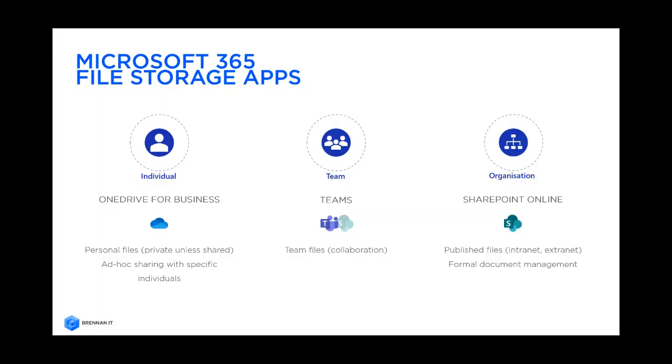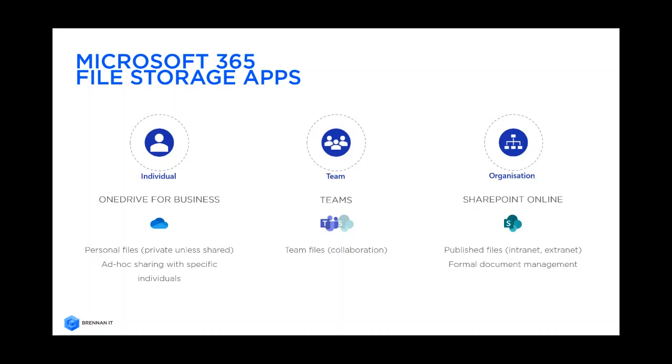So there are 3 applications in Microsoft 365 that you typically use to interact with documents. OneDrive for Business, so this is for the individual. It's your personal files. They're private unless you share them. So you can use this storage location for ad hoc sharing with specific people. Maybe you've got something to do with your career development and you want to share that with your manager only, then it belongs in OneDrive. But anything that relates to teamwork shouldn't be stored in OneDrive for Business.